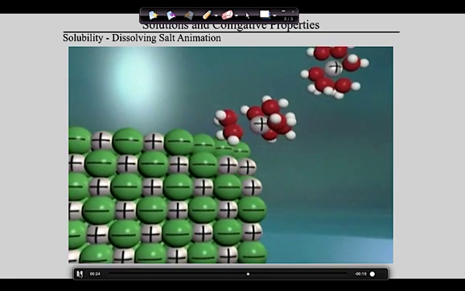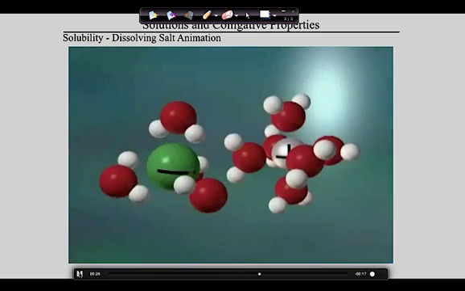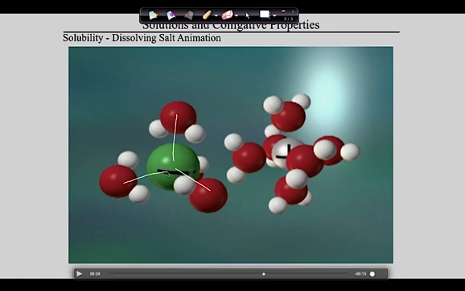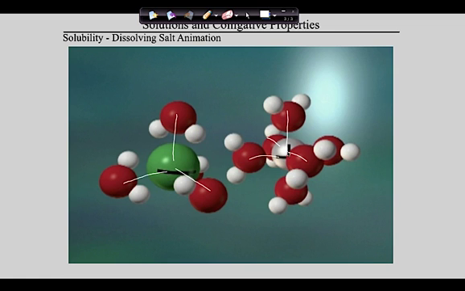And eventually you end up with this, where the negative ions are surrounded with water molecules. The intermolecular forces are here. The positive ions, notice the water molecules flip around because of their polarities. But guys, you've got the water molecules surrounding the ions, and that's what it looks like inside of a solution. You get the idea? Yeah.